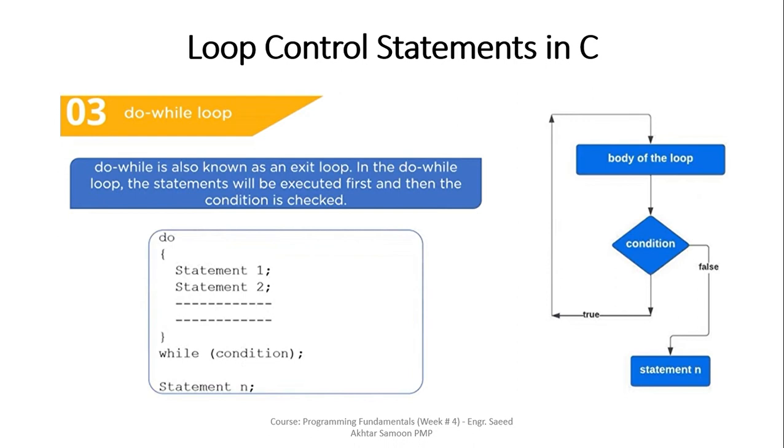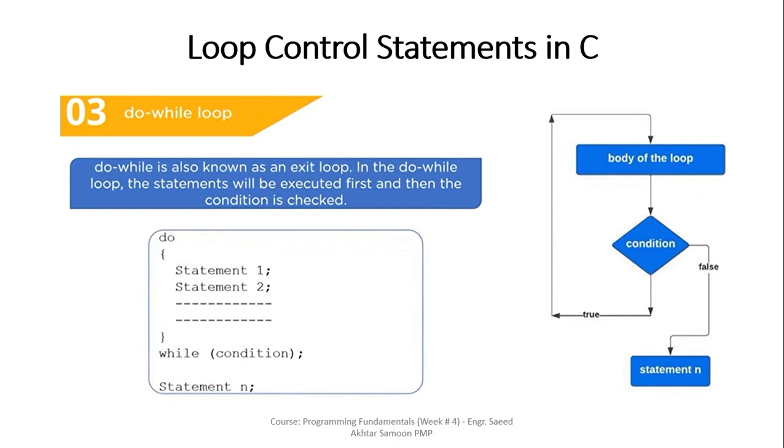The next and the last loop statement in C is the do while loop. Do while loop is also known as exit loop. In the do while loop, the statements will be executed first and then the condition is checked. In the previous one, the condition was specified over here, so if the condition is not true, it will not even enter the loop. But over here, it will enter the loop in any condition and make the first iteration, and then the condition is checked. If the condition is true, it will make another iteration, and then at the end of the loop it will make another check. If the condition is true, then the second iteration, third iteration, fourth iteration are done, and if the condition is not true, then it will exit from the loop.